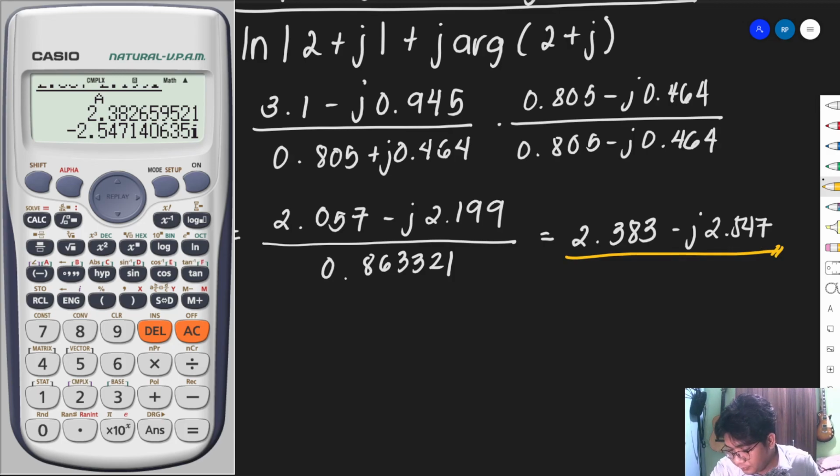So that's it for the lesson for today. Ayan, for this topic. So I hope you guys learned something. So again, practice lang ng practice. Wag papanghinaan ng loob pagka nahihirapan mag-solve.